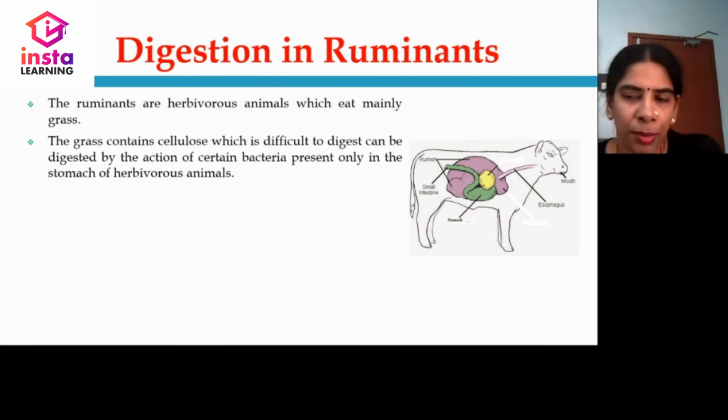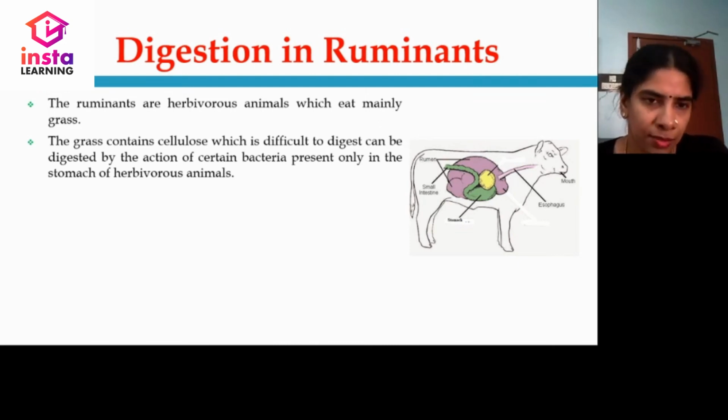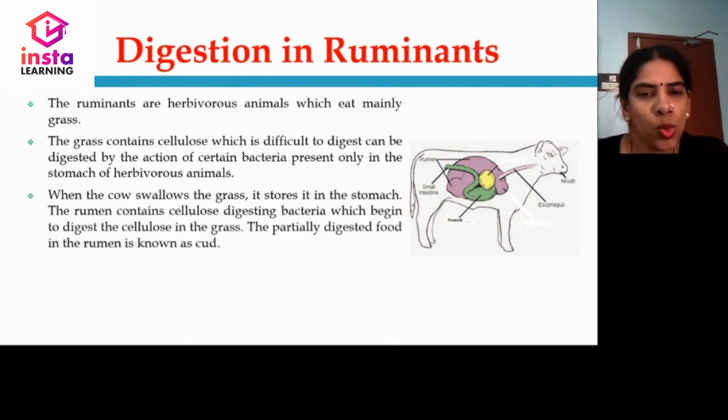So, ruminant or herbivorous animals eat mainly grass. Grass contains cellulose which can be digested only by certain bacteria. These bacteria are present only in the stomach of the herbivorous animals. When the cow swallows the grass, what happens? It stores it in the stomach. Now, the rumen contains cellulose-digesting bacteria, which begin to digest the cellulose in the grass. The partially digested food in the rumen is now known as cud.